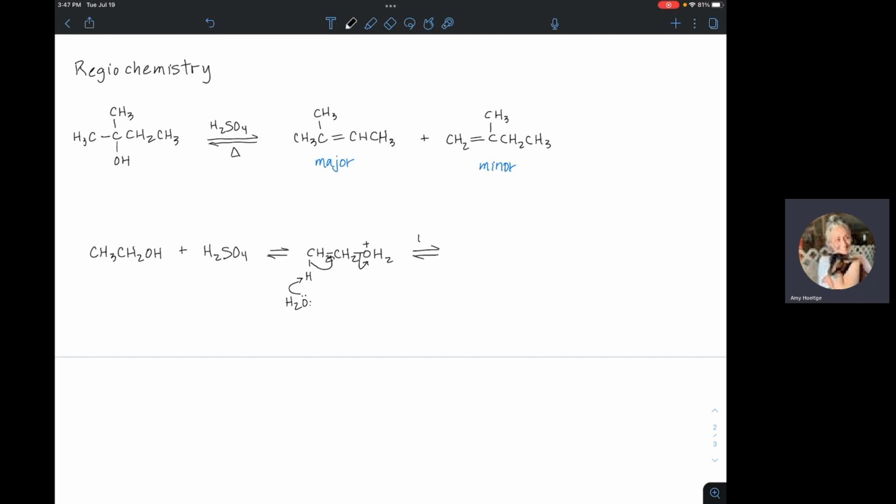So we protonate the hydroxyl group to create a better leaving group. And then water or some base is going to come in. It's going to deprotonate the beta carbon. The electrons are going to collapse between the two carbons, form the double bond, and kick off the leaving group. And you end up with your alkene plus water.